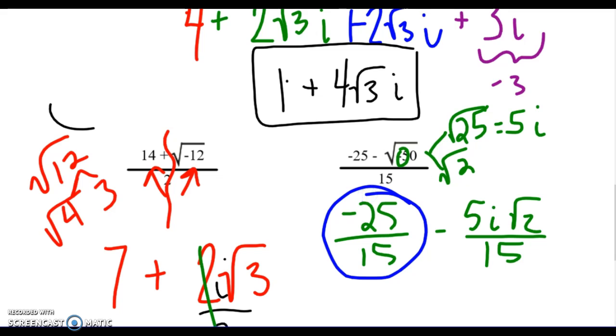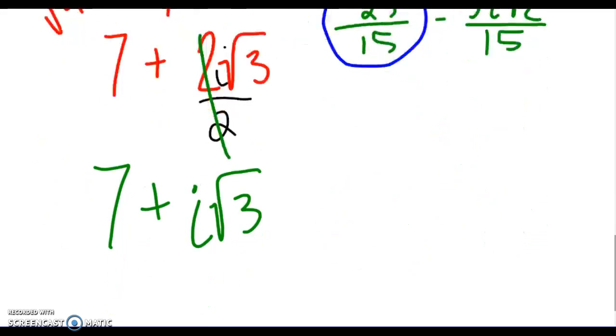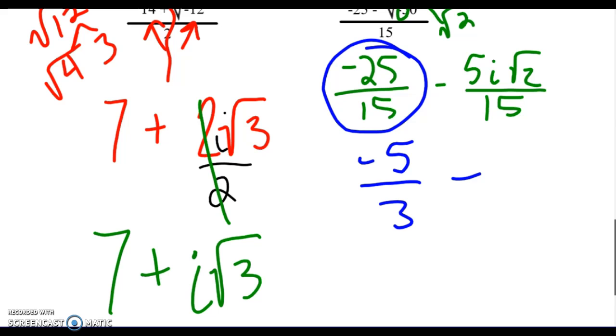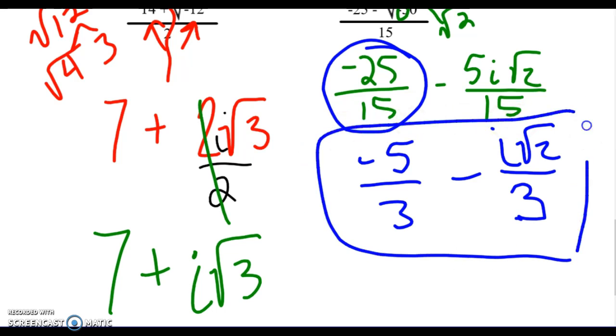That gives me negative 5/3 minus 5 over 15 gives me i root 2 all over 3. So that was 1. 1 i root 2 over 3. There we go. The real part, the imaginary part.